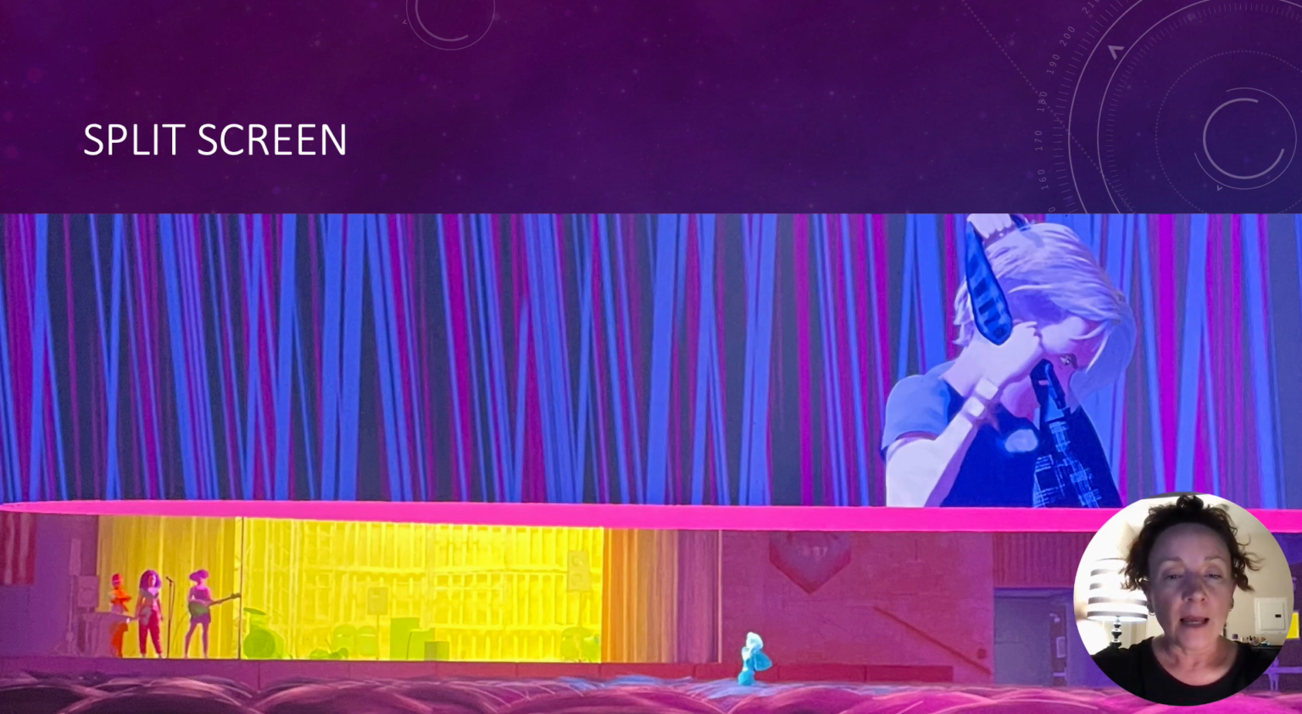So we get this double image here, and we get a richer sense of what's going on. We get a sense of how she feels and how they feel watching her leave.